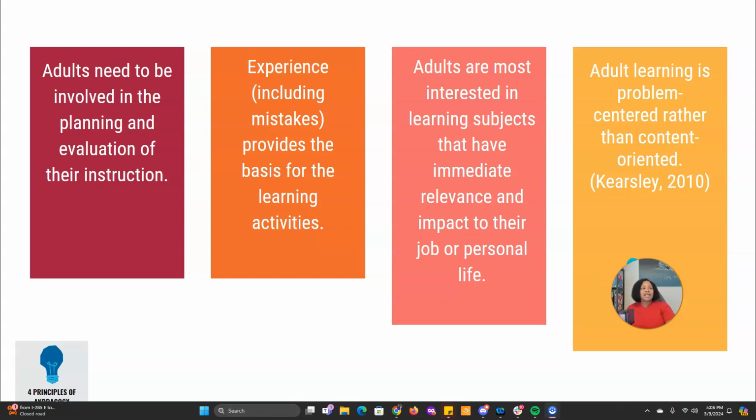And then the last one is that adult learning is problem centered rather than content oriented. This list was cited by Kearsley from 2010 in a publication about andragogy, in the article that I pulled from the e-learning industry website, where they were talking about adult learning theory, andragogy. So that's where these principles came from. And I looked in a couple of other places and they also had these principles. So I think that these are pretty prevailing principles of andragogy and things to keep in mind when you are wanting to implement learning under the guidance of andragogy.